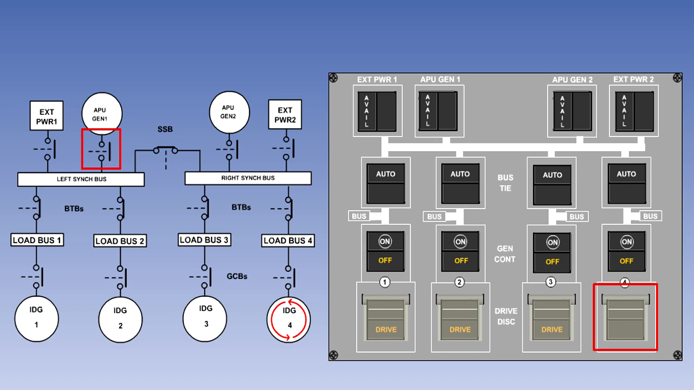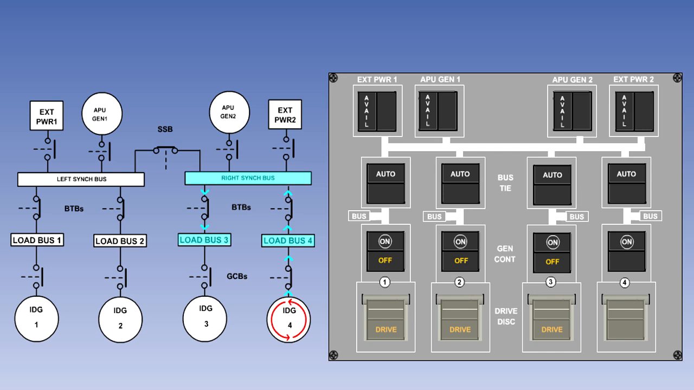in parallel with the engine-driven generators, the automatic control system will first disconnect the APU generator or external power from the synchronizing bus bar, and then close the number 4 GCB. Number 4 generator will now supply its load bus bar, and through its BTB the right synchronizing bus bar.